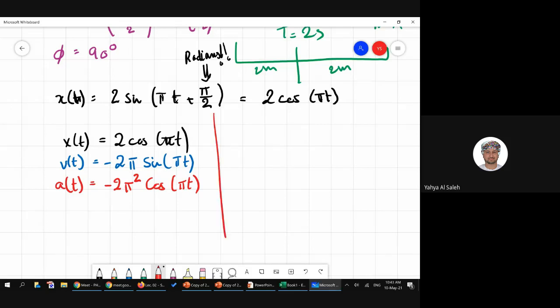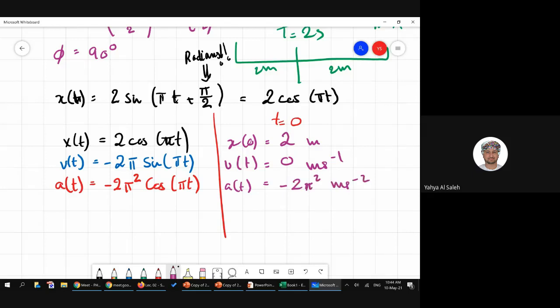at time equals 0 my x of t is maximum, my v of t is 0 لأنه sine of 0 is 0. My acceleration is minus 2 pi squared meters per second squared. So our equation is correct. We get all the right results. X is maximum 2, V is 0, acceleration is maximum.